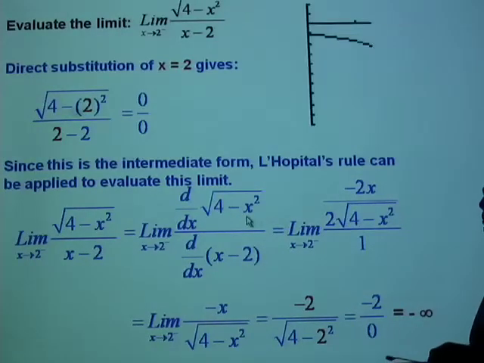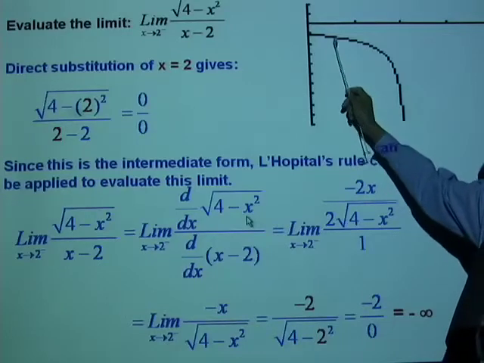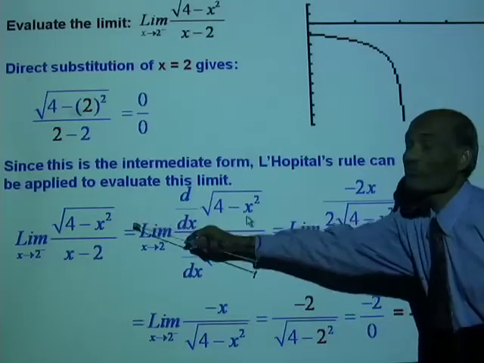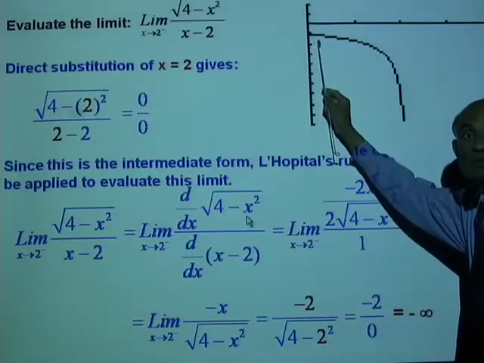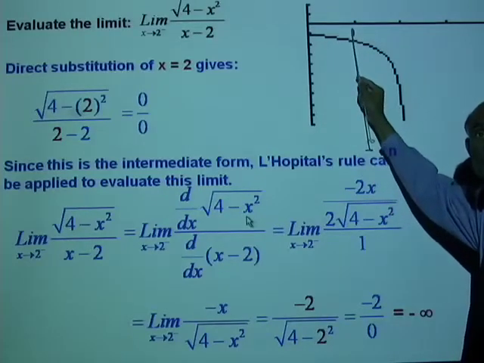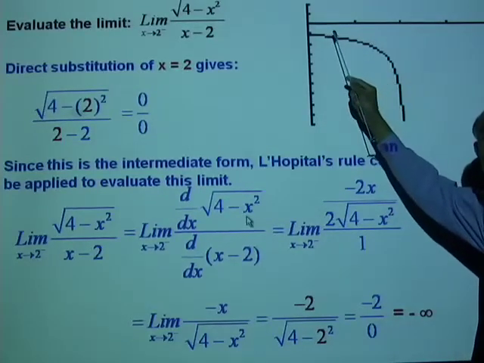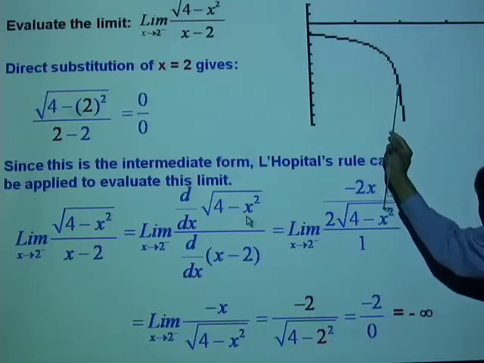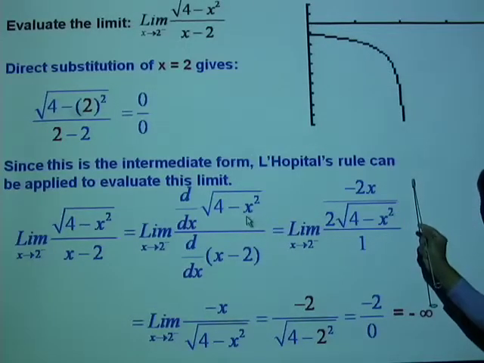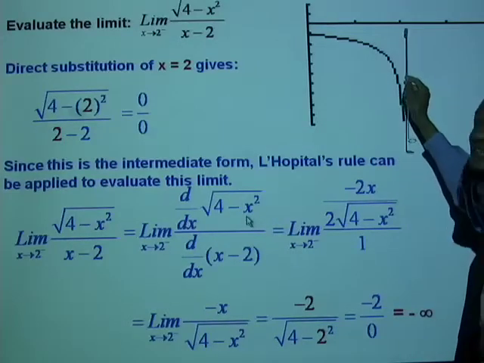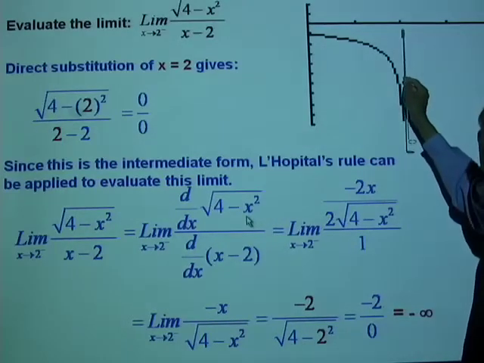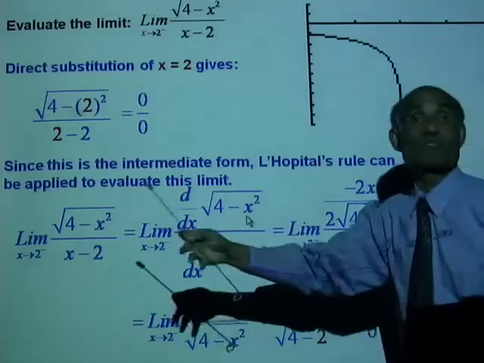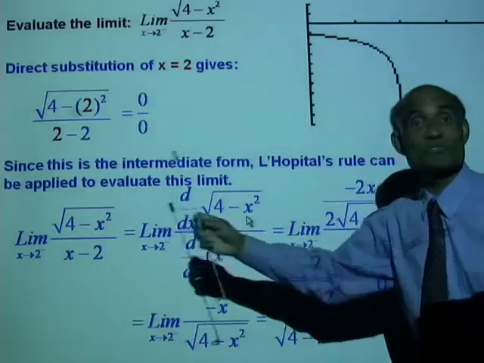Now, can you try that on your calculator? Now look at this. This is the graph of this function as x approaches 2 from the left. This is x equal to 1, x equal to 2. As x approaches 2 from the left, what happens to the function? It goes to negative infinity. Now, you see why x cannot approach 2 from the right, because the function is not defined for x greater than 2.